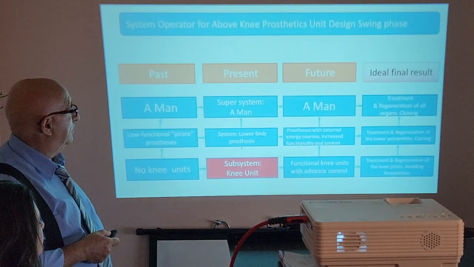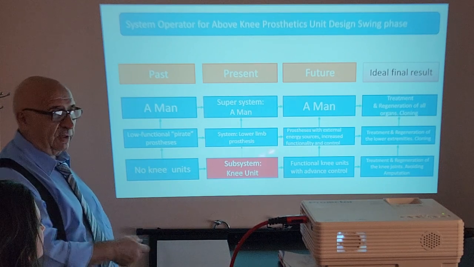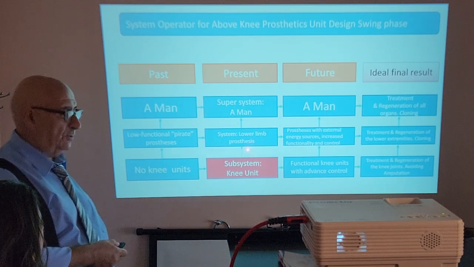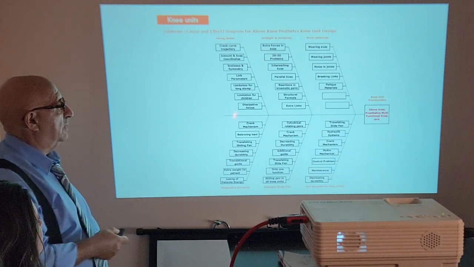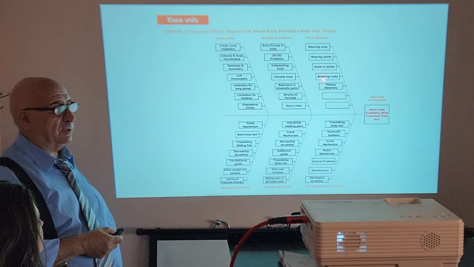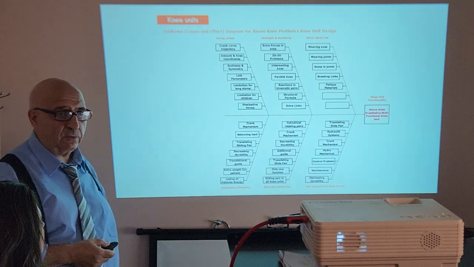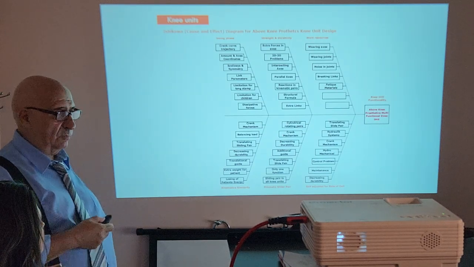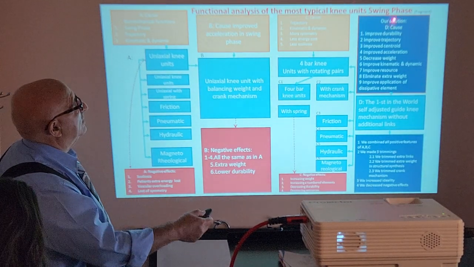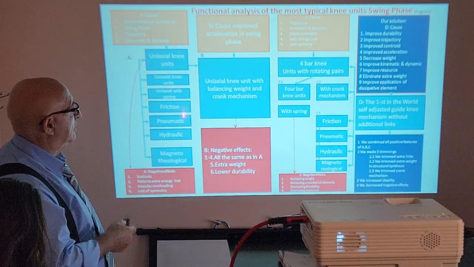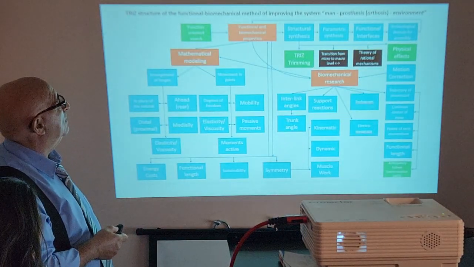Next. We have a system operator for the knee, the same as we had for the foot. Next one, right? I will not go into that. We use, for instance, this very powerful Ishikawa diagram to analyze all this stuff. For any project, we have to find the reasons, and we provide functional analysis. I will not go in depth on this, just a brief mention.